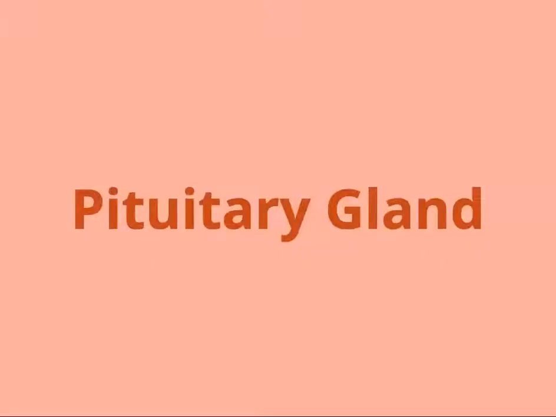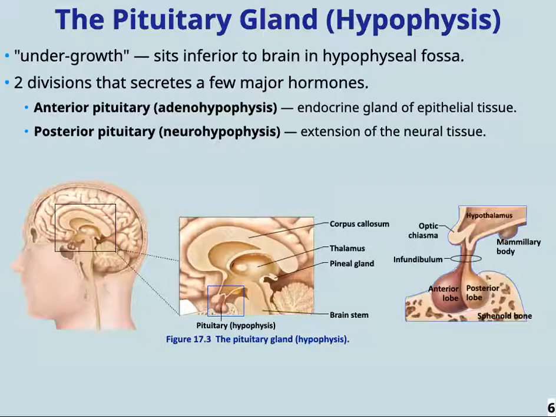Now we're going to first talk about the pituitary gland in more detail. This is just a quick review of the anatomy of the endocrine system. The pituitary gland, also known as the hypophysis, which means undergrowth, is located somewhere inside the brain. That's all the anatomy you have to know for physiology.